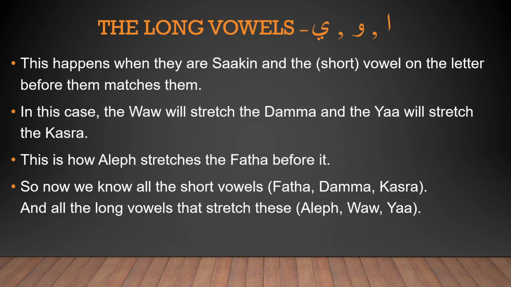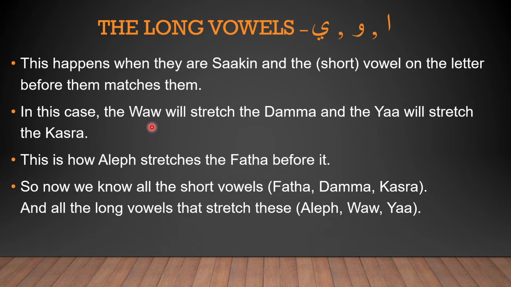The long vowels. The long vowels we already know are Alif, Waw and Ya. We got to know that Waw and Ya can be used as long vowels. Now what does this mean? This happens when they are sakin and the short vowel of the letter before matches them. So this happens if the Waw has Dhamma before it or if the Ya has Kasra before it.